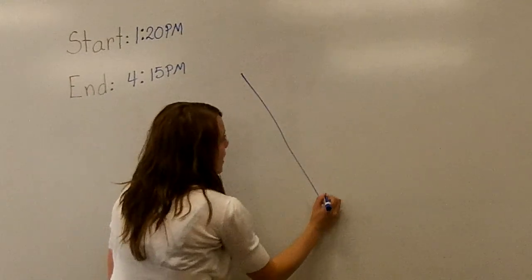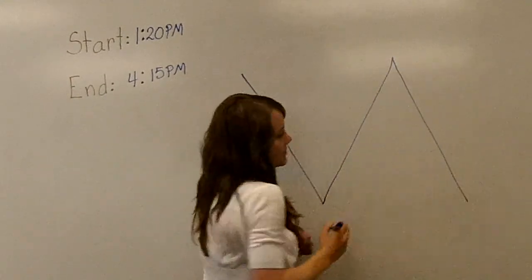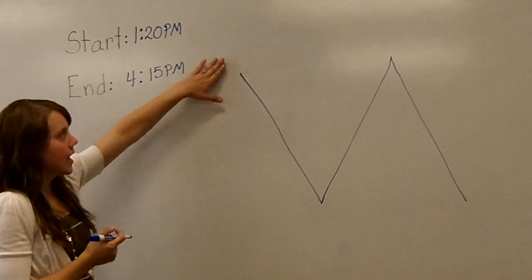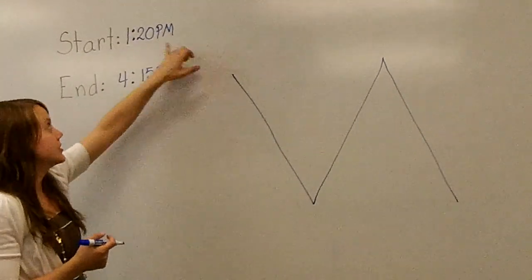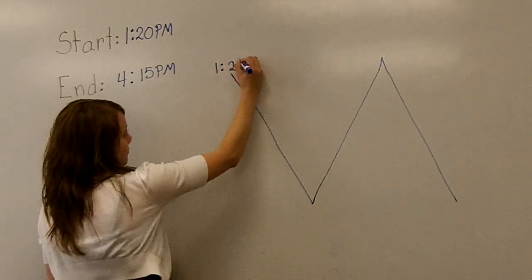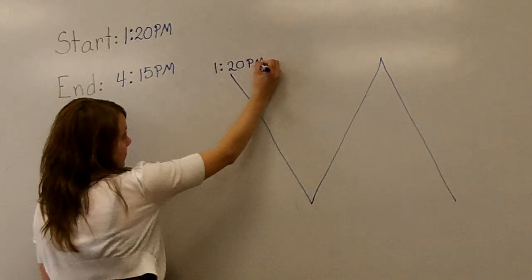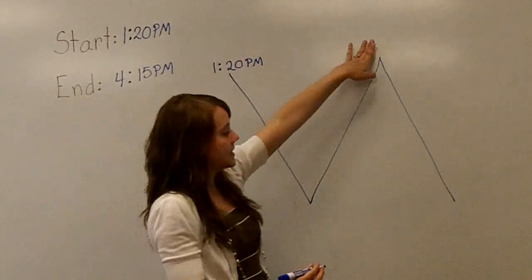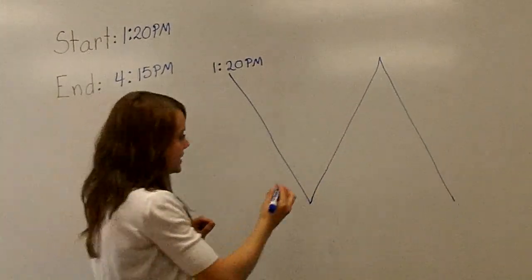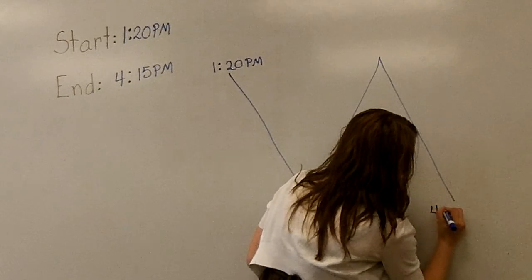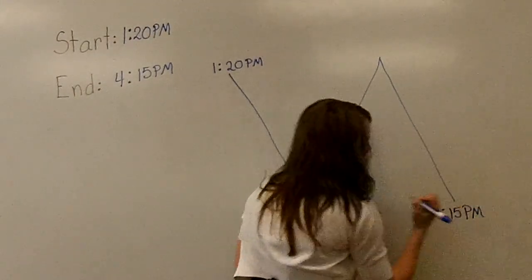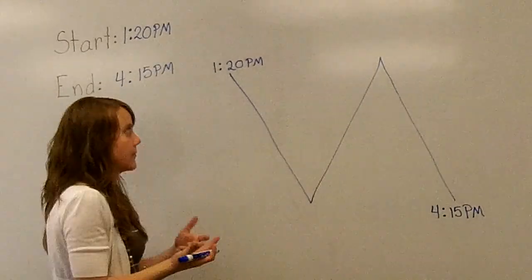I always start by drawing, I call it a backwards N, but it's kind of just a zigzag. If you look at it, it does look like a backwards N. Up at the top here, you always start with your start time. So we went to the pool at 1:20, so I'm going to put 1:20 right here. And then we're going to take a couple of steps here and here to get to eventually our end time, which remember we said was 4:15. Okay, so now we've got to take some steps here.